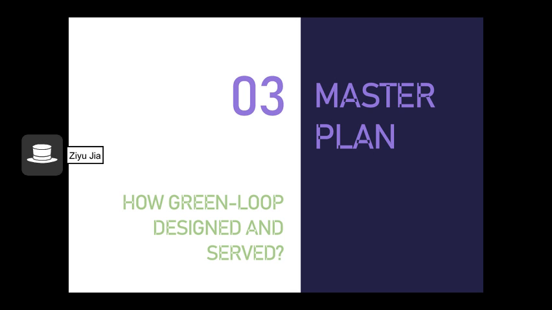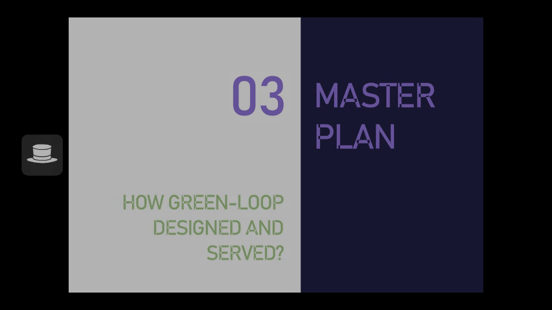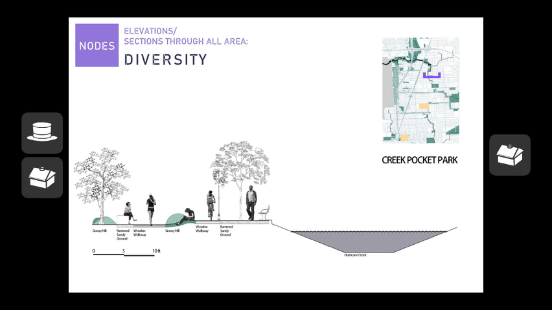Now let us see some details. I picked some nodes to cut sections in order to show the diversity of Green Loop in styles and functions. Here is the first section, which was cut on the Creek Pocket Park.